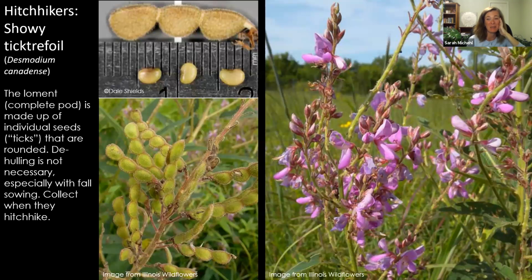These things really stick, man. A lot of people hate hitchhiking seeds. They get on your dog, they get on your clothes. It's a genius seed dispersal mechanism, right?